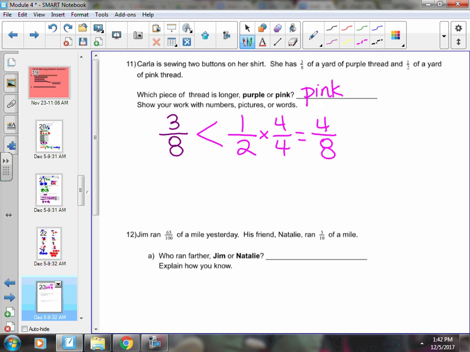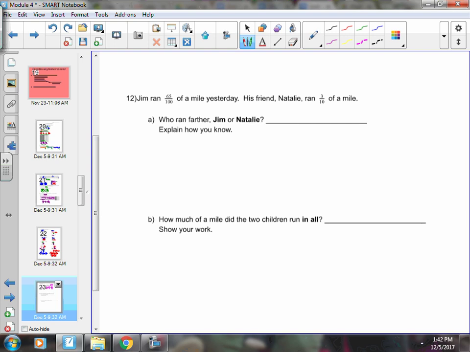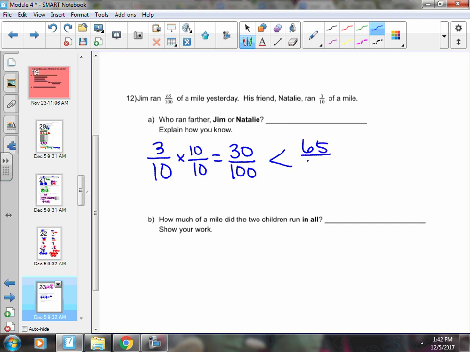Okay, number 12. Jim ran 65 hundredths of a mile. Natalie ran 3/10. Who ran farther? If the denominators are not the same, Natalie was 3/10. And if I multiply the bottom by 10 and the top by 10, you already know this. 3/10 is 30 hundredths. And 30 hundredths is less than 65 hundredths, right? So this was Jim and this was Natalie. So who ran more? Jim did.